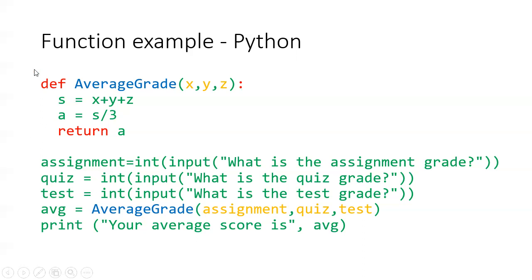And so the 2 steps: we define the function, and actually we see these 3 lines of code before the call. This is the function call, and then 3 lines of code before the function call. What they're doing is getting the 3 variables that are going to be used as inputs to the function. So we get an assignment, we get a quiz, we get a test. We use those as inputs in that function. When the function is called and executed, assignment lines up with X, quiz lines up with Y, and test lines up with Z. The order of the variables is important.